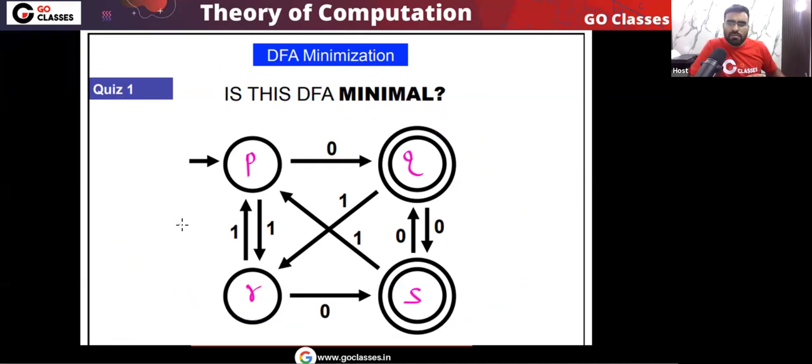What is step number 1? Remove the unreachable states. Is there any state which is unreachable from the initial state? No, every state is reachable. Okay. Now what will we do?